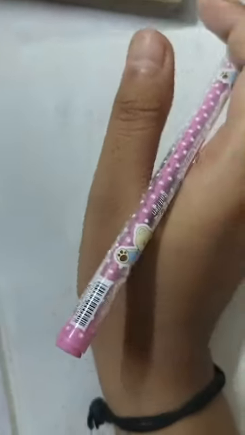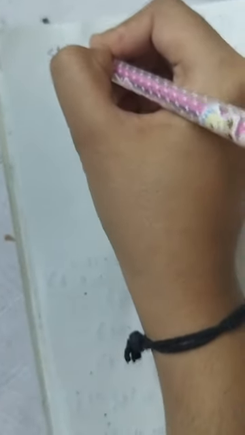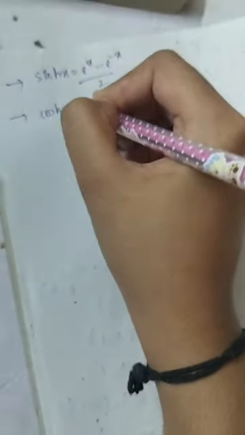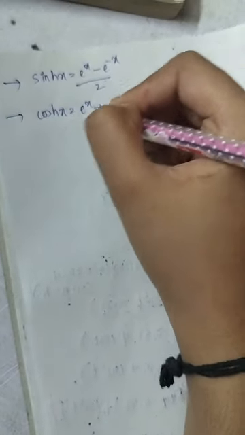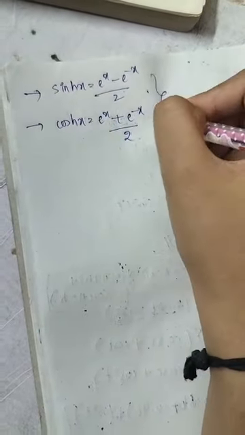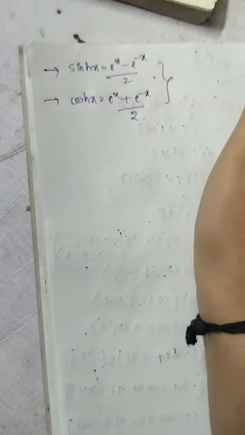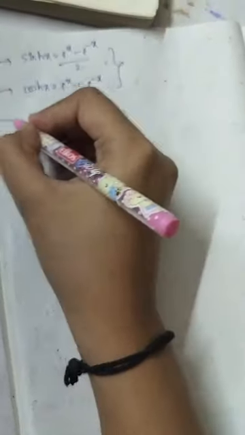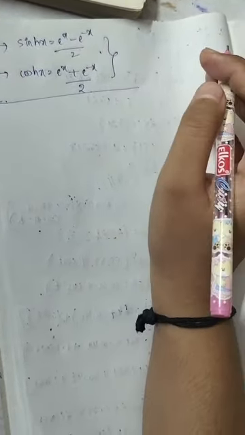Now before starting another problem, let me remind you of some important hyperbolic function formulas. Sin hx is equal to e power x minus e power minus x by 2, and cos hx is equal to e power x plus e power minus x by 2. These are the hyperbolic formulas which we will be using in the Laplace transform too. Regarding these formulas, we will be solving a question.